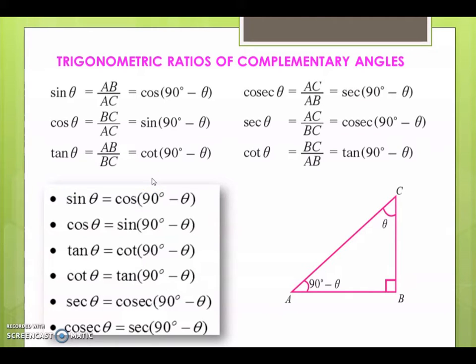Same way, tan theta is AB by BC, that is opposite by adjacent, which is same as cot of 90 minus theta. Cosec theta is AC by AB, which is same as sec of 90 minus theta. Sec theta is AC by BC, which is same as cosec of 90 minus theta, and cot theta is BC by AB, which is same as tan of 90 minus theta. So, these are the trigonometric ratios of complementary angles.